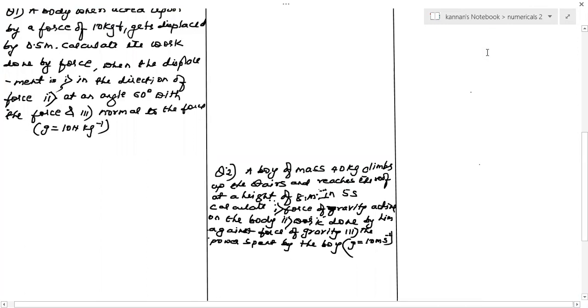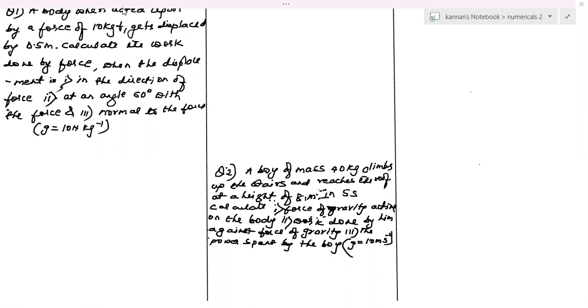See, children, you can see here what it says. A body, when acted upon by a force of 10 kgf, gets displaced by 0.5 meter. The force applied is 10 kgf. It gets displaced by 0.5 meter. Calculate the work done by the force.